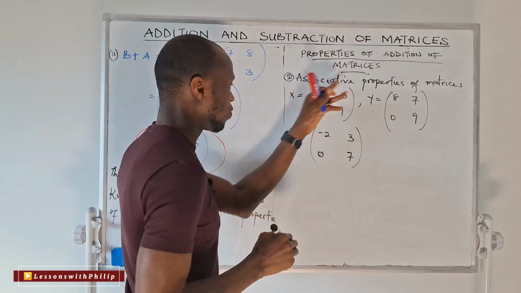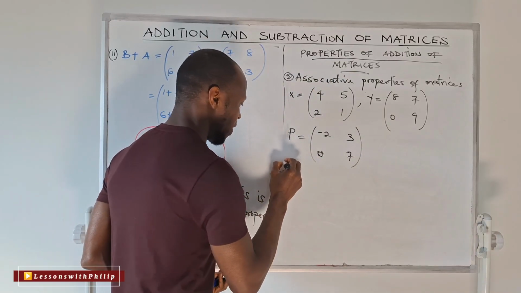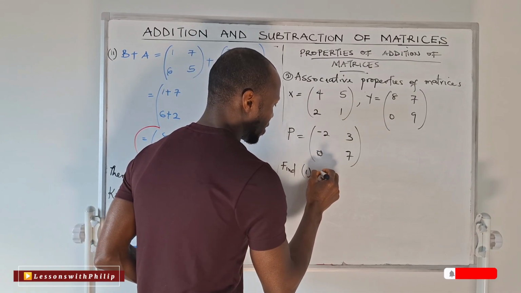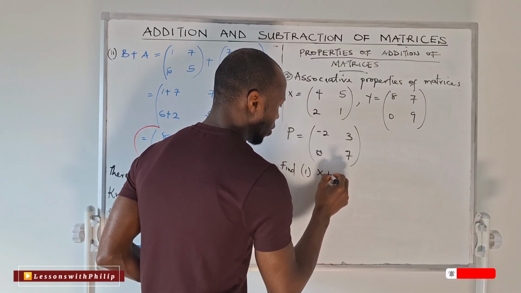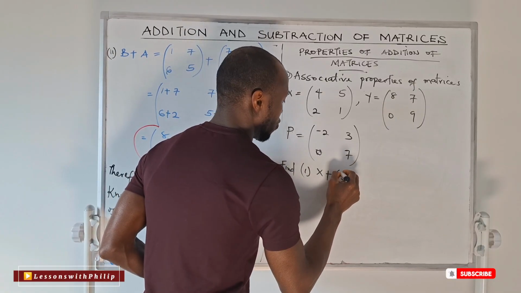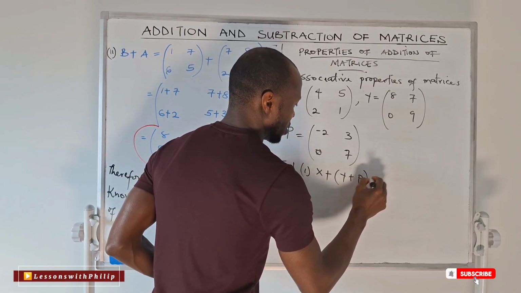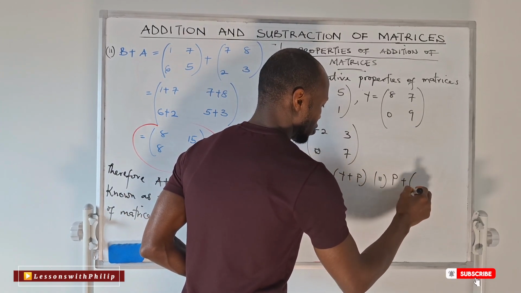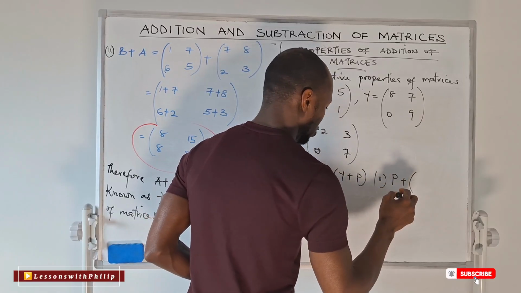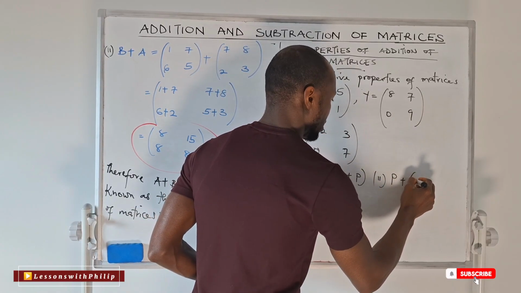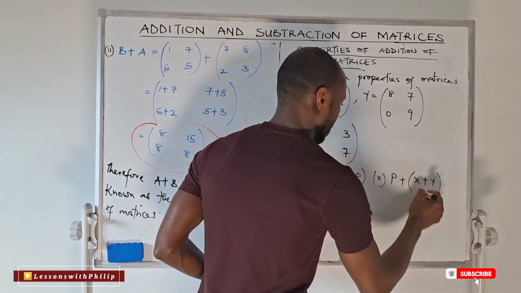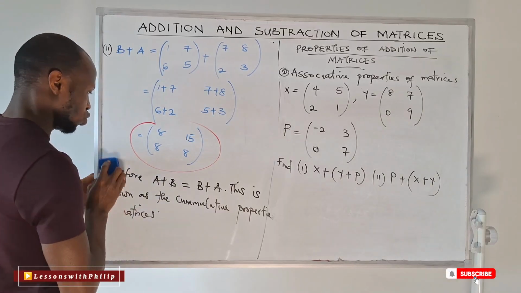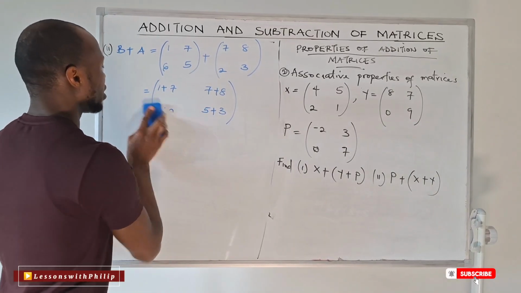If we have these three matrices, we have to find, Roman figure 1, X plus Y plus P. Roman figure 2, we have to find P plus open brackets X plus Y. Let's do that and see. We have to find these two. Let's clean the board and solve that.